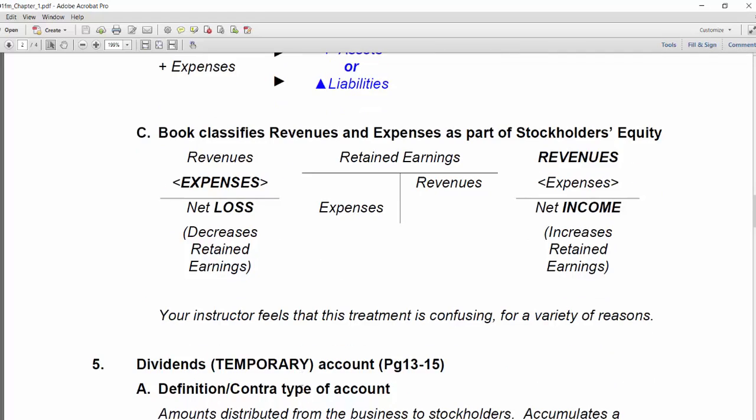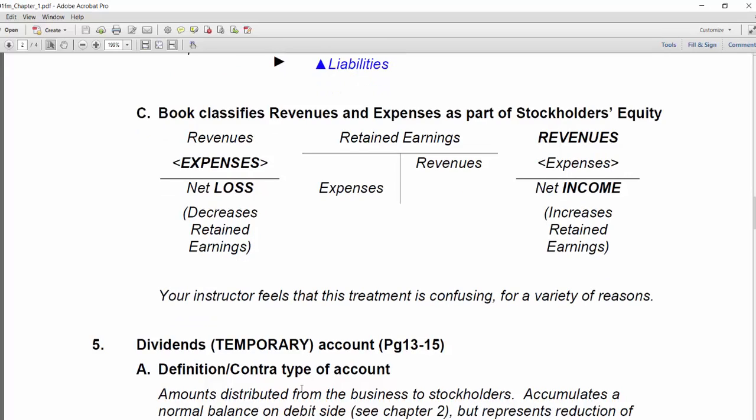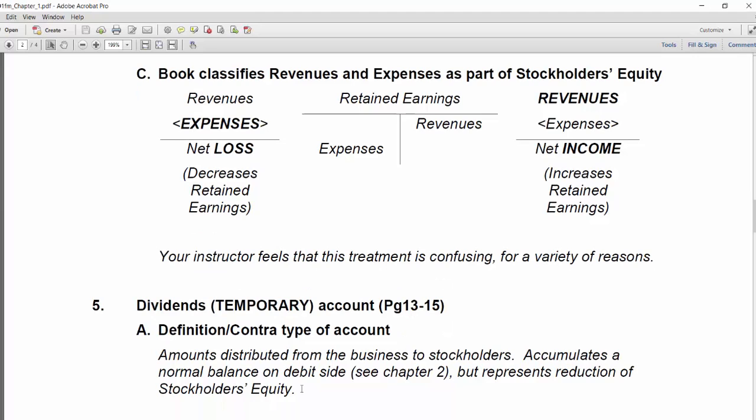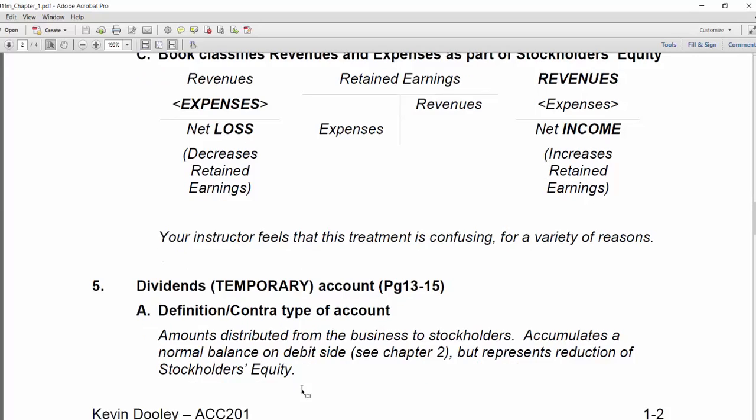Dividends is the third kind of temporary account, and this is actually a subtype of stockholders' equity. It really represents amounts that we're distributing from our business to our stockholders, and so it's kind of like a distribution of our earnings, but there's really nothing in retained earnings, so we're really typically distributing some kind of asset and saying that it came from our earnings.